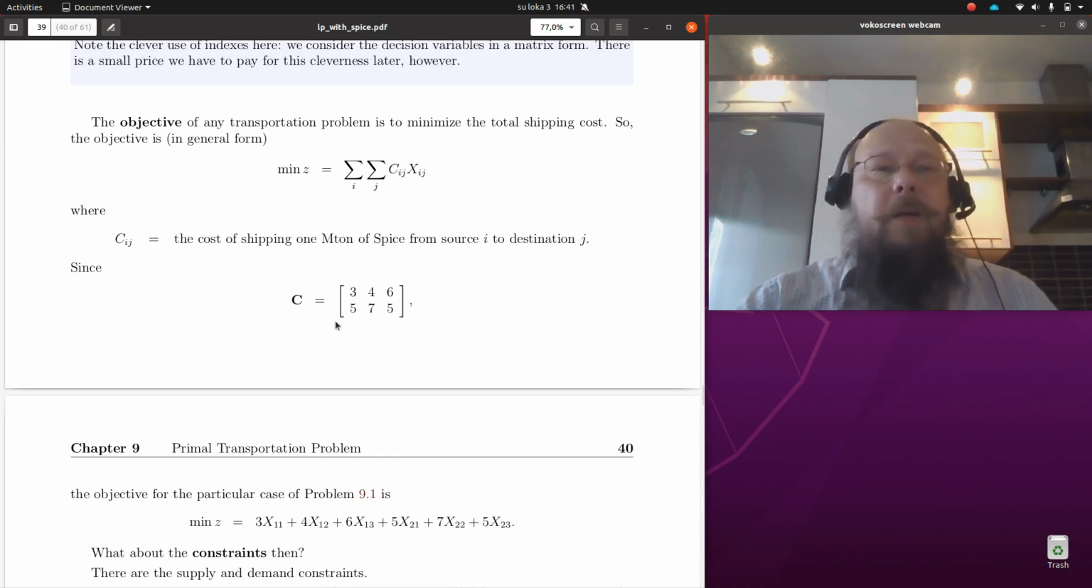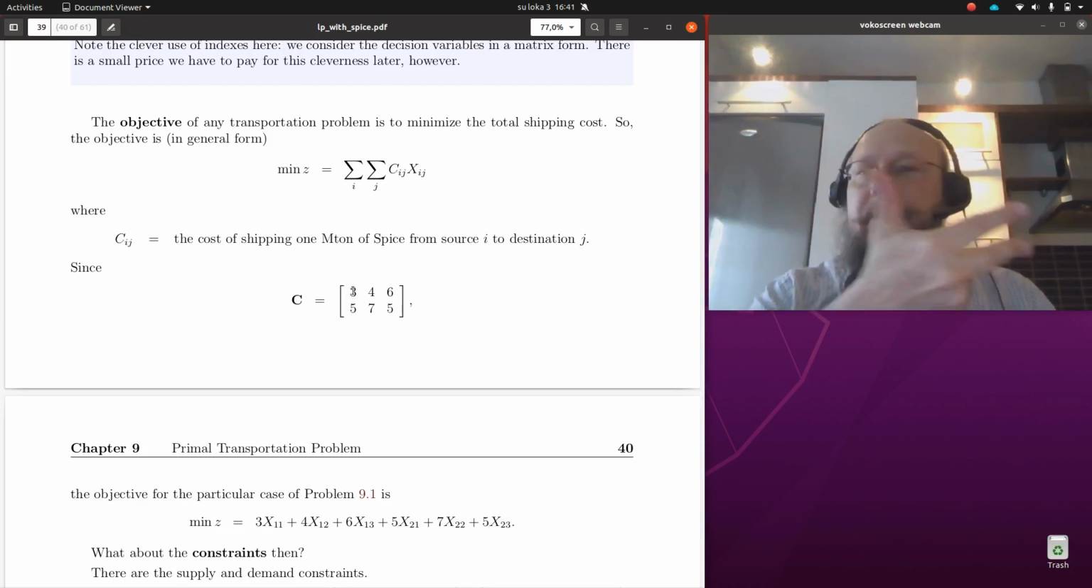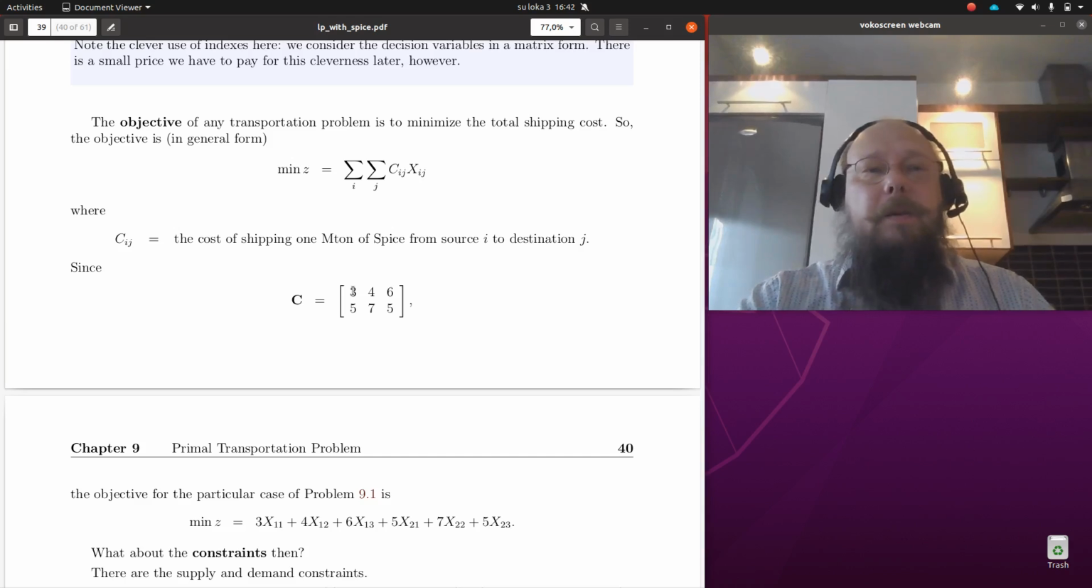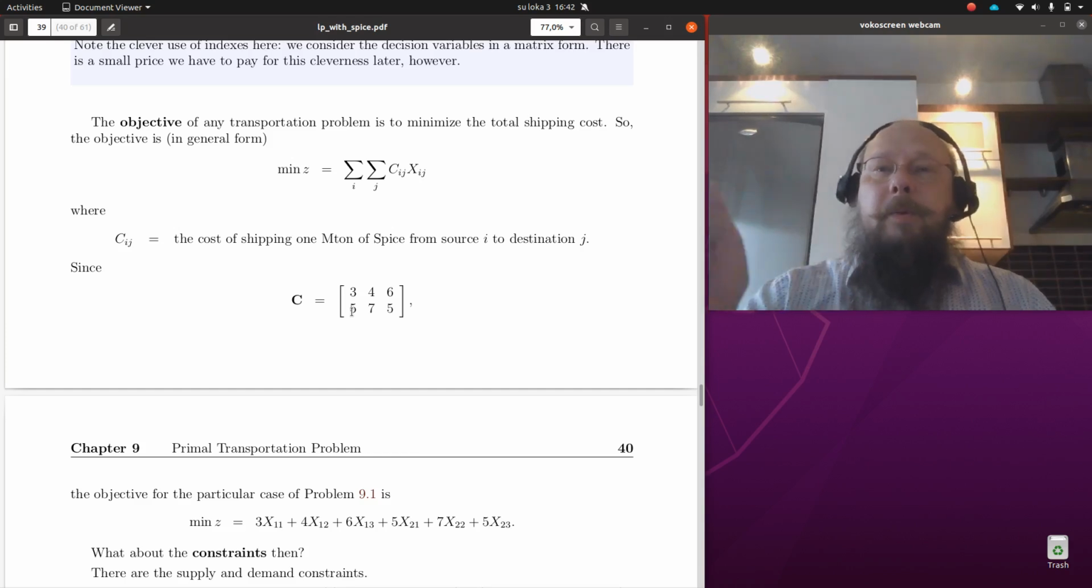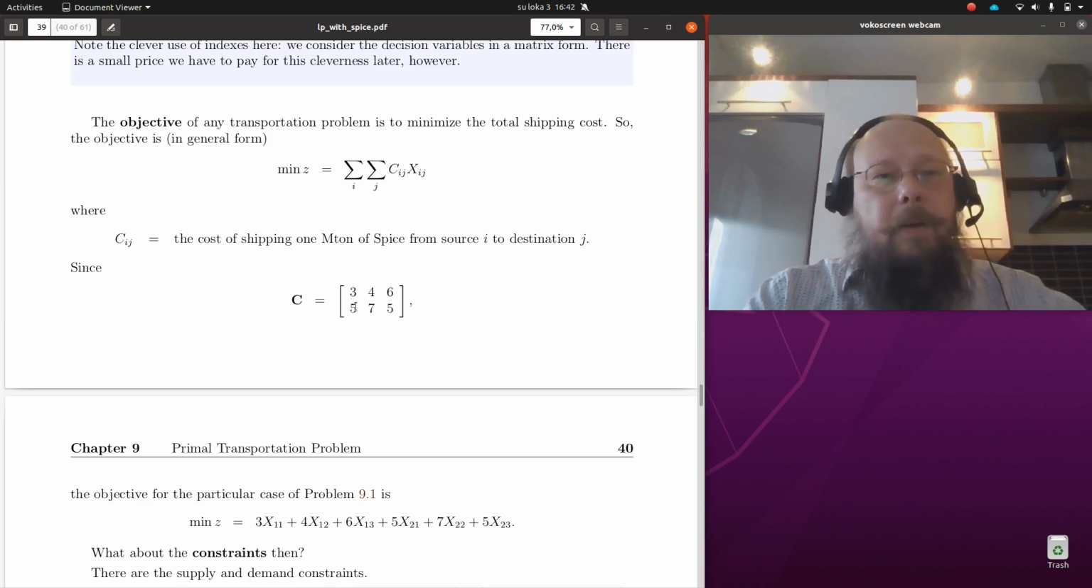So what do we have? These first 3 are from the first source to the 3 different destinations we have, so these will be x11, x12, x13. And these are from the second source to the first, second and third destination, so these will be x21, x22 and x23. Let's see whether they are correct.